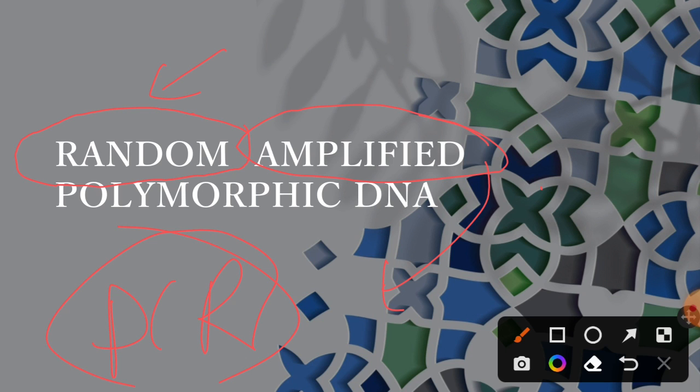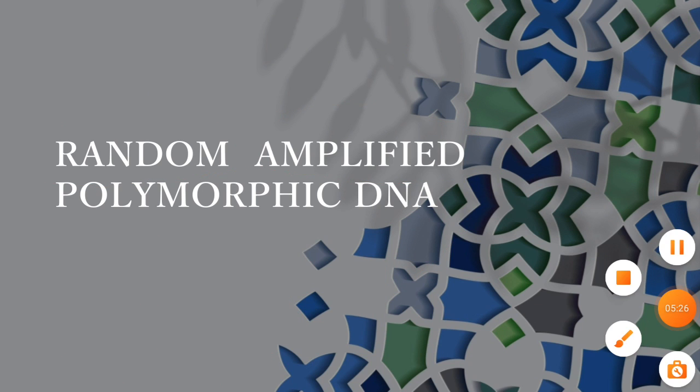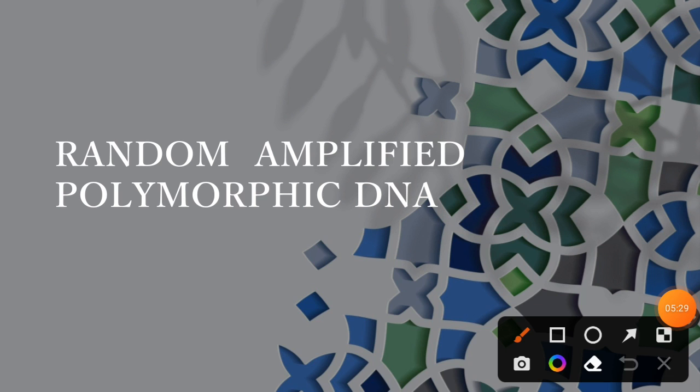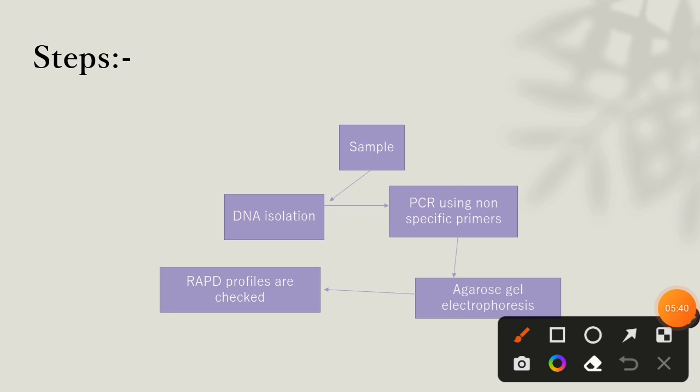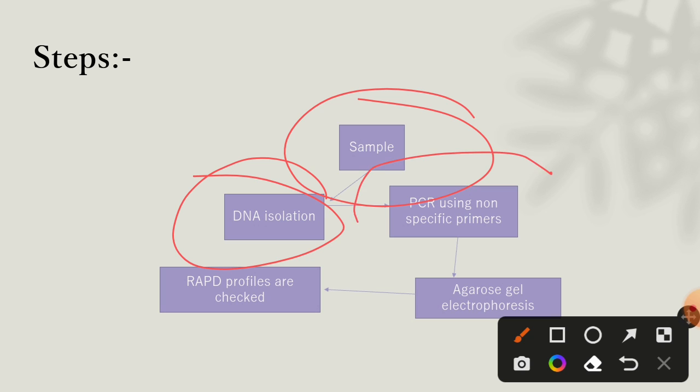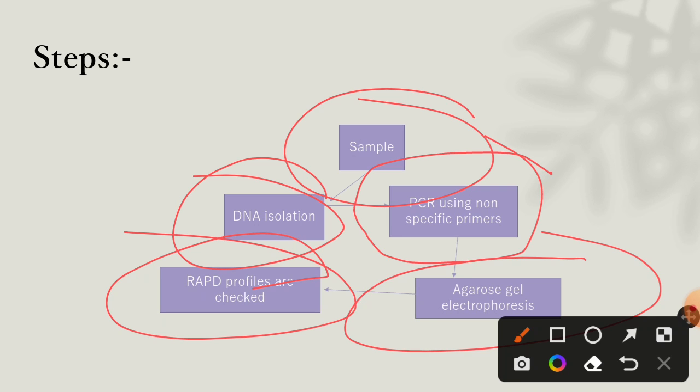Remember very carefully that here we are using non-specific primers, which are nothing but short single-stranded nucleotides of 8 to 12 nucleotides long. So what we do is, first of all we isolate the sample, then isolate the DNA, then use PCR involving non-specific primers, then agarose gel electrophoresis, and then we compare the RAPD profiles that we get, so that we can get the result.